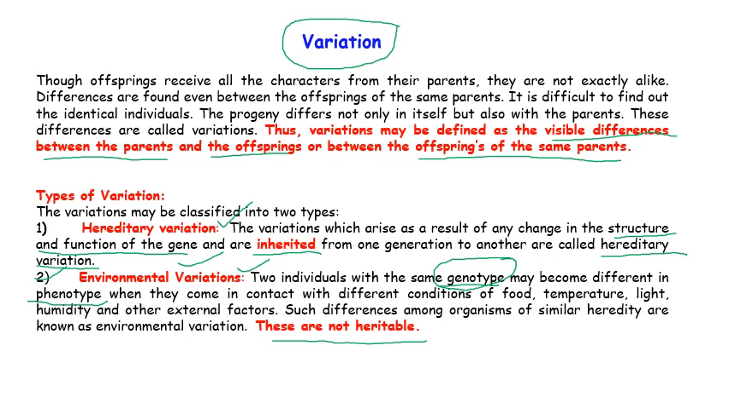We'll revise this again. Variations may be defined as the visible differences between the parents and the offsprings, or between the offsprings of the same parents. Variations are of two types: hereditary variations, which can be transferred from one generation to the next and result from a change in the structure and function of a gene; and second, environmental variations. These variations are induced by the environment, and such variations are not heritable.